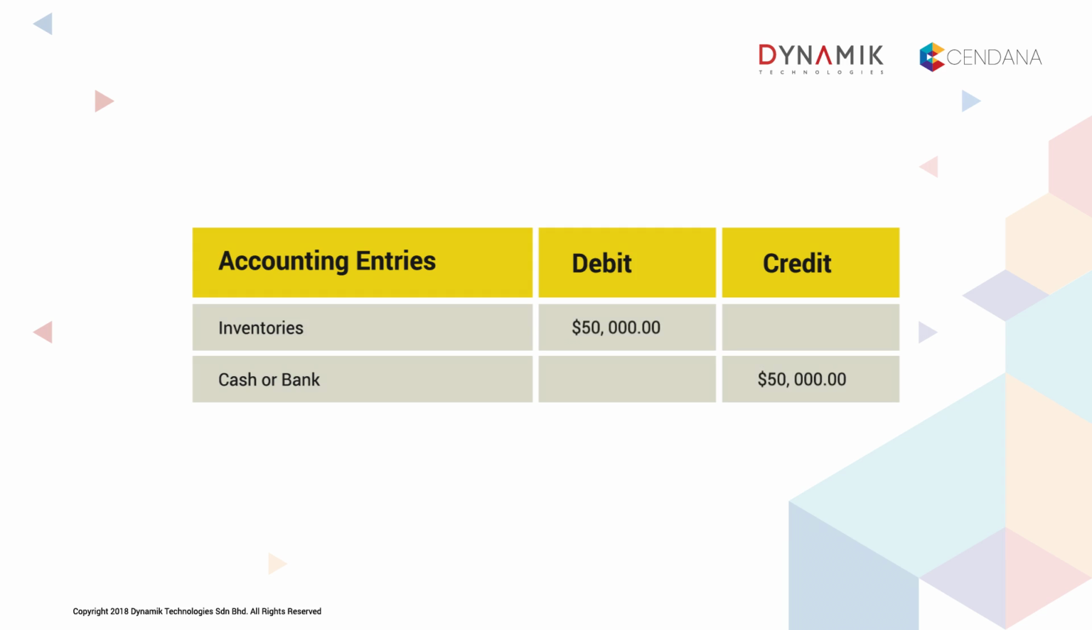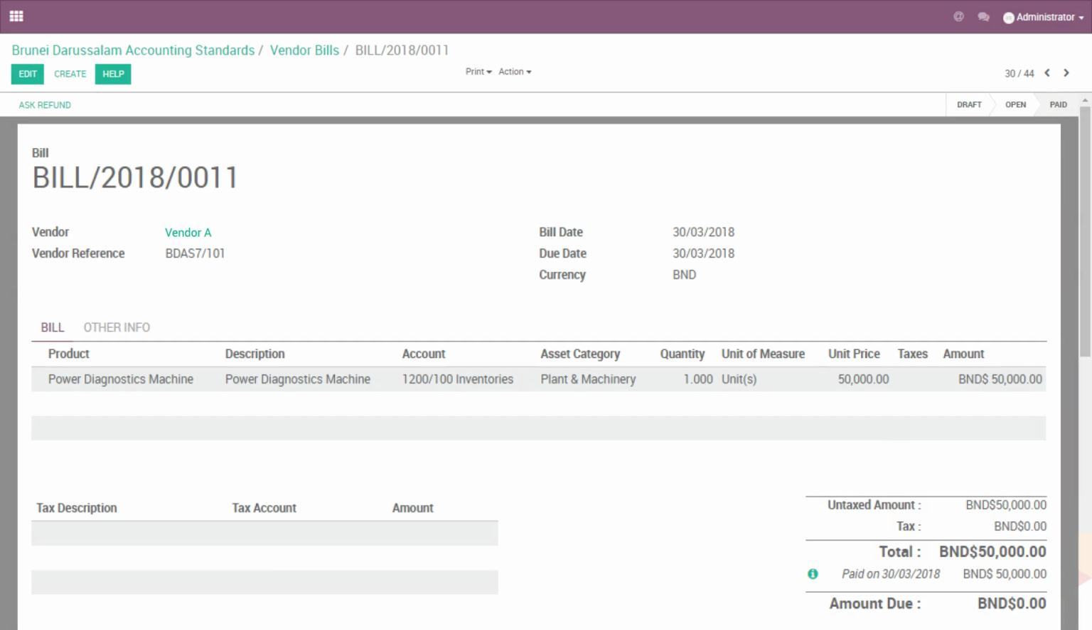This is a vendor bill transaction. A completed entry for this particular scenario will look like this in Accounting Plus. Do note the bill ID for your future reference.